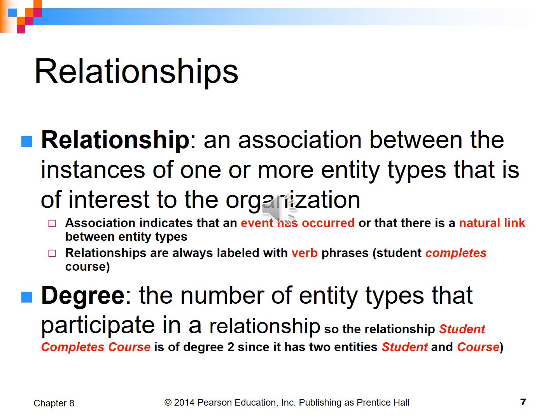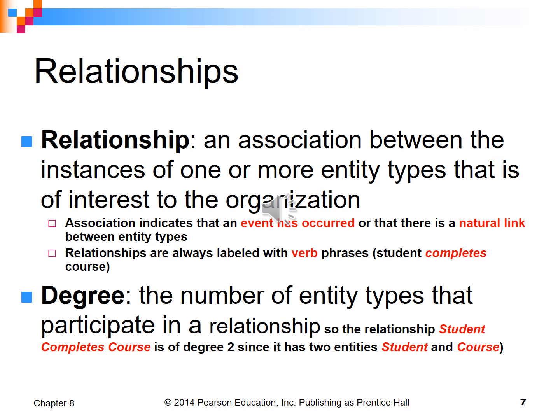Relationships are associations between or among entities, between one or more entities. Another type is a weak relationship, which is a connection between a weak entity and its owner. There is a weak entity and the owner of it is a strong entity. Relationships are an association between the instances of one or more entity types that is of interest to the organization. Associations indicate that an event has occurred or that there is a natural link between entity types.